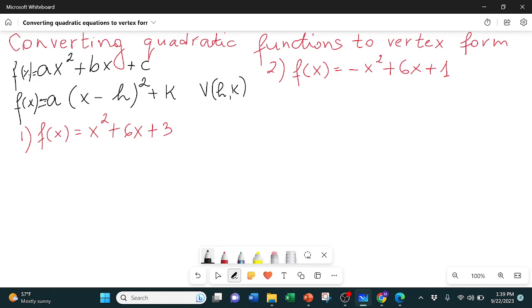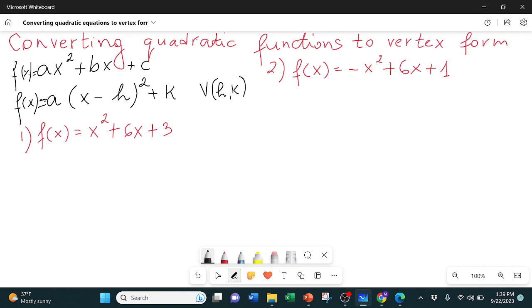Form. So the function is given in standard form, and standard form is ax squared plus bx plus c. And the vertex form is a times (x minus h) squared plus k, where h and k are the coordinates of the vertex. Now let's take a look at this example, the first one.